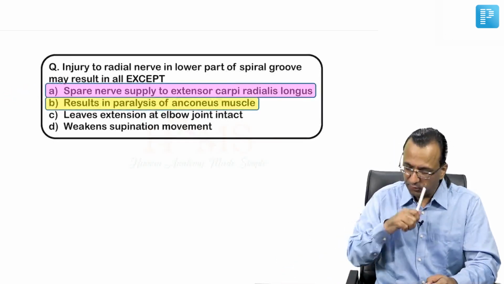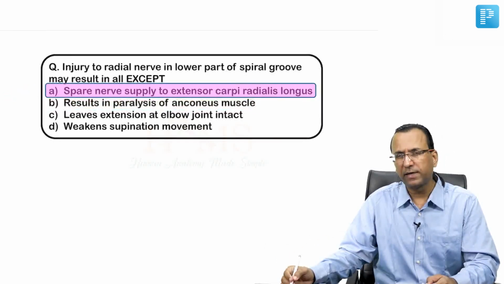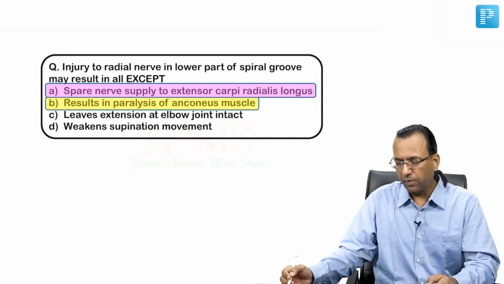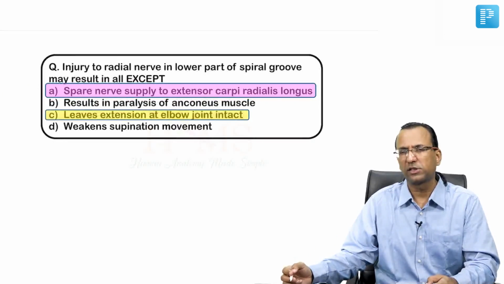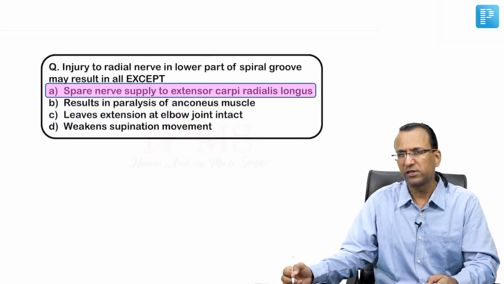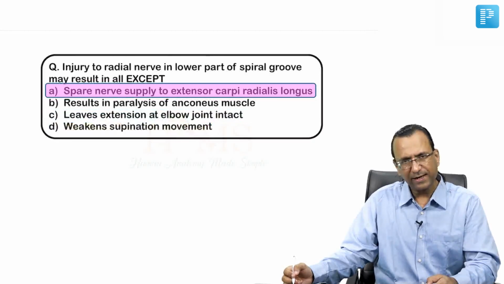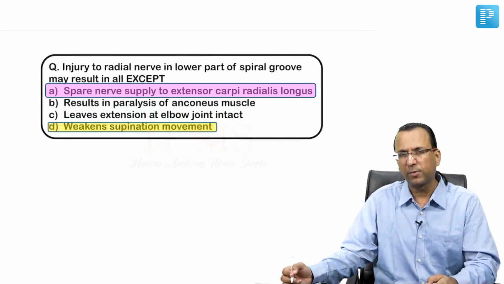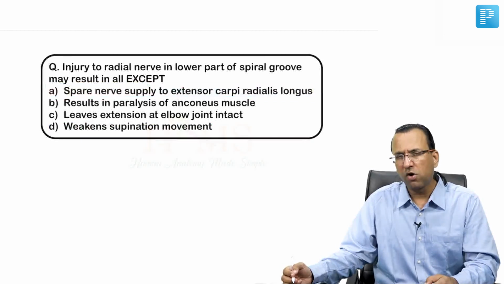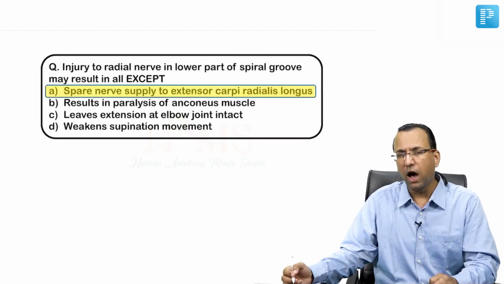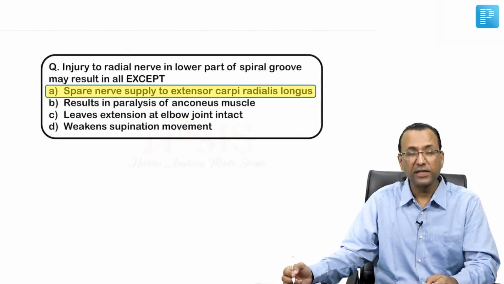And anconeus may or may not be paralyzed. It depends upon various patients. And what about the extension? Yeah, triceps is working, so elbow extension is working. No problem with this choice. And supinator is paralyzed? Yes, supinator paralyzed, that's why weakness of supination. No problem with this choice. The problem is with this choice. This choice is wrong because it will spare triceps and paralyze ECRL. So this is the wrong option. This is the answer. There is a wrist drop. There is a paralysis of ECRL.